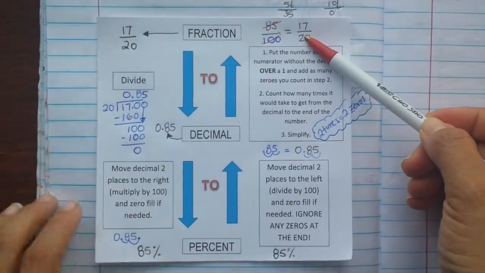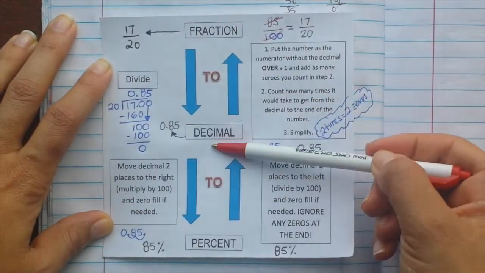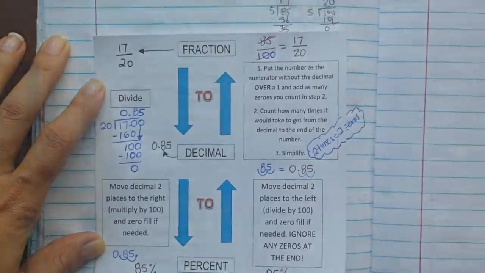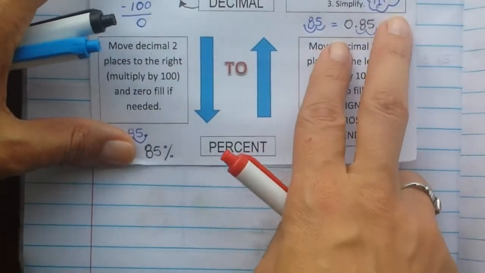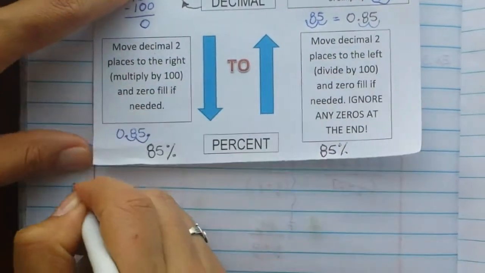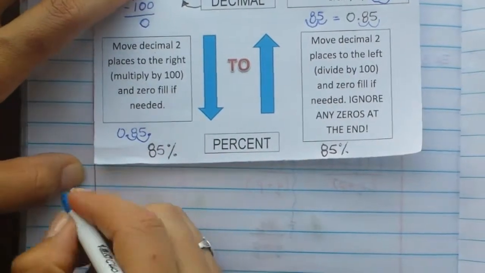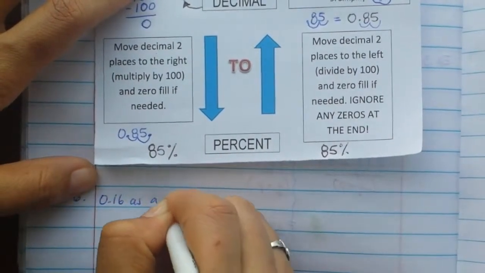So this is all we're doing, converting from a fraction to a decimal to a percent, and then backwards, depending on whatever the question is asking. So we're going to take a look at some examples. This is going to be your first listening check. Don't write 6 there, write number 1.